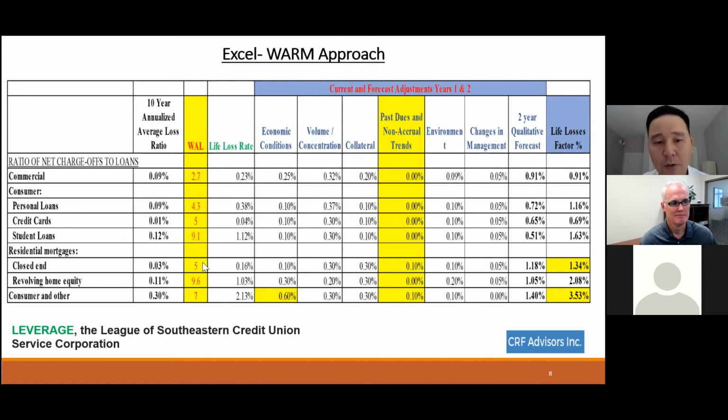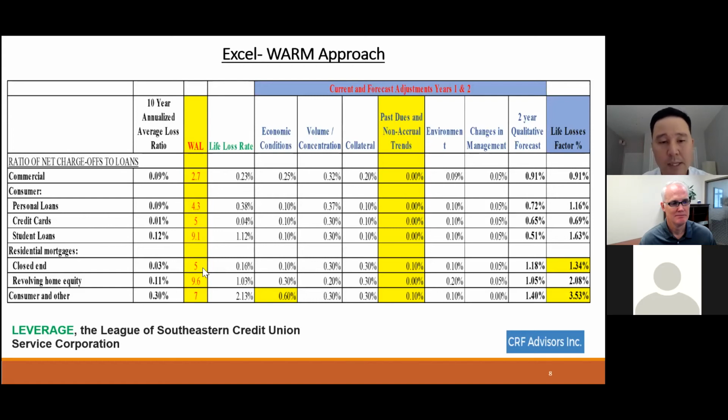So you're not applying that multiple of the average annualized ratio to the term of the loan. It's calculating a weighted average life of that particular loan. When you do that, you then multiply that annualized ratio times your weighted average life to come up with your life loss rate. It's fairly straightforward as far as the math and from a template standpoint, but where it takes a little bit more work is determining what that weighted average life is.